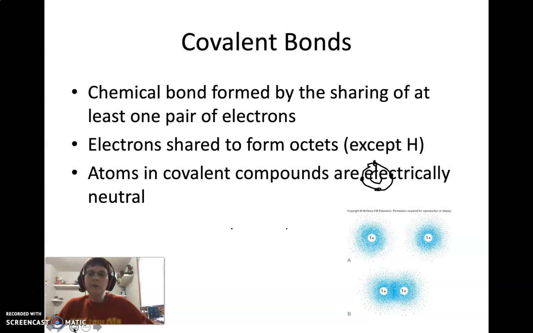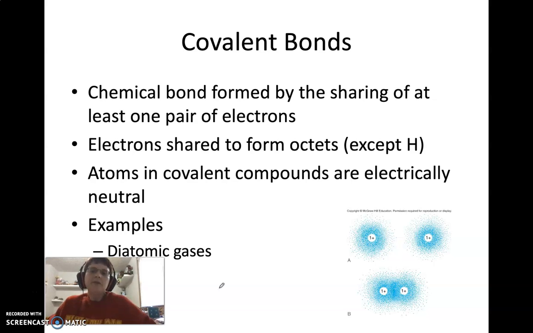So atoms in covalent compounds are overall going to be electrically neutral. Once they are in those covalent compounds, they will be electrically neutral. We'll see that depending on how they are bonded together, they may actually create a charge on the entire compound, but we'll talk about that a little later.